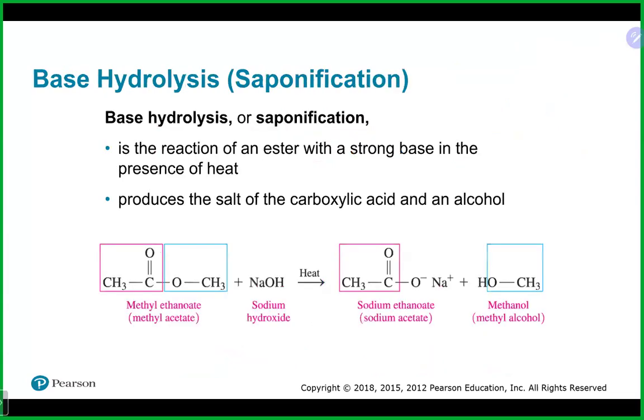Now, the base hydrolysis is a little different because we're not really using water. We're using a strong base like sodium hydroxide or something like that. So because we're not using water, you can think of it this way. Water has 2 hydrogens and an oxygen. Here we're using a strong base, which has hydroxide, which is only one oxygen and one hydrogen. So we're kind of short the last hydrogen to get back everything originally that was there.